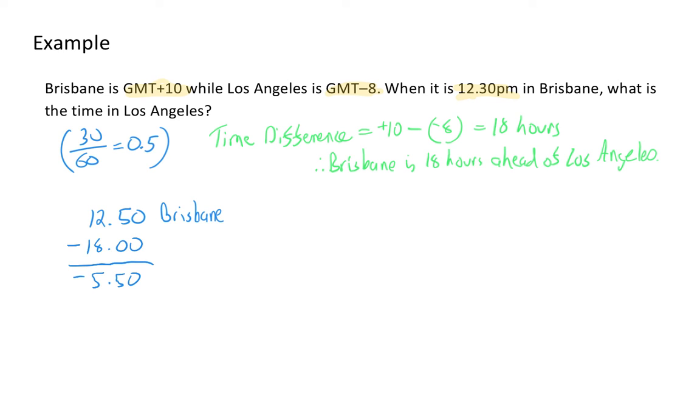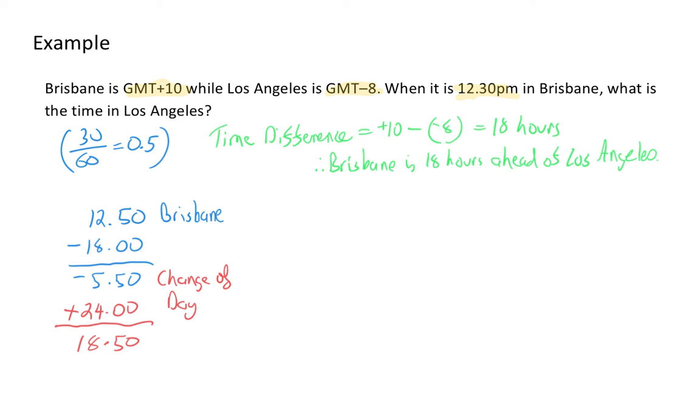Now that I've done that calculation to work out what the time is going to be in Los Angeles, I can see that it actually gives me a negative number. When I get a negative number, that indicates to me that there's been a change of day when I've been doing my time calculation. So I don't want a -5.5, I want a positive number as my answer. Because there's been a change of day, I'm going to add on 24 hours onto that -5.5. So -5.5 plus 24 is going to be 18.5.